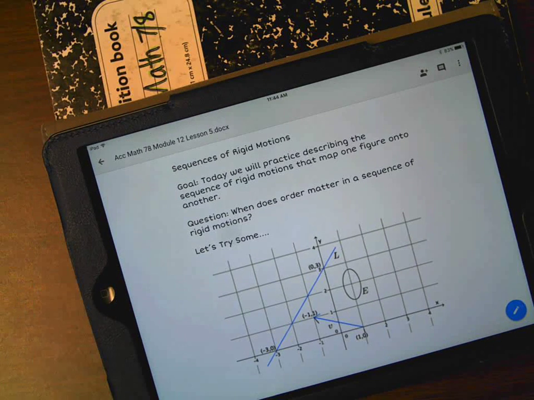Our goal for today: today we will practice describing the sequence of rigid motions that map one figure onto another. So today is a vocabulary using day. You're going to describe in words exactly what happened when you made a transformation. The question that I want you to think about is, when does order matter in a sequence of rigid motions? The only way that you can answer that question is by trying some.